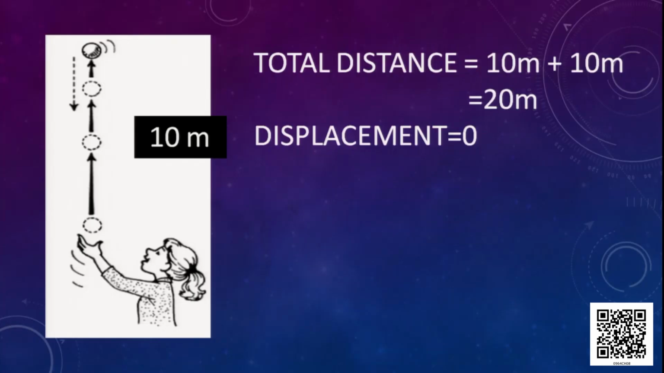Displacement equals 0. How would it be 0? Because the initial position of the object, here the object is the ball, and the final position of the object is the ball. Initial position is Nikki's hand and final position is also Nikki's hand. The ball is returning back to Nikki's hand. Since the initial position coincides with the final position, the displacement of course will be 0.